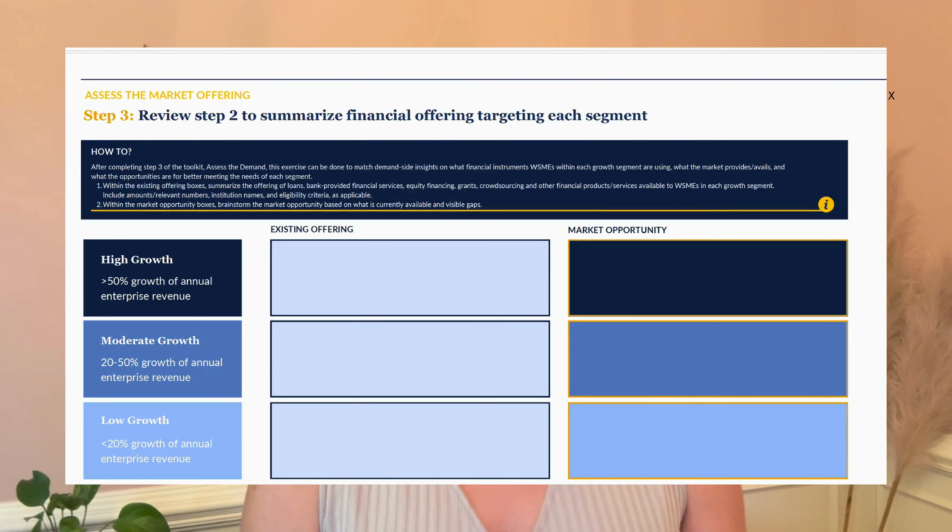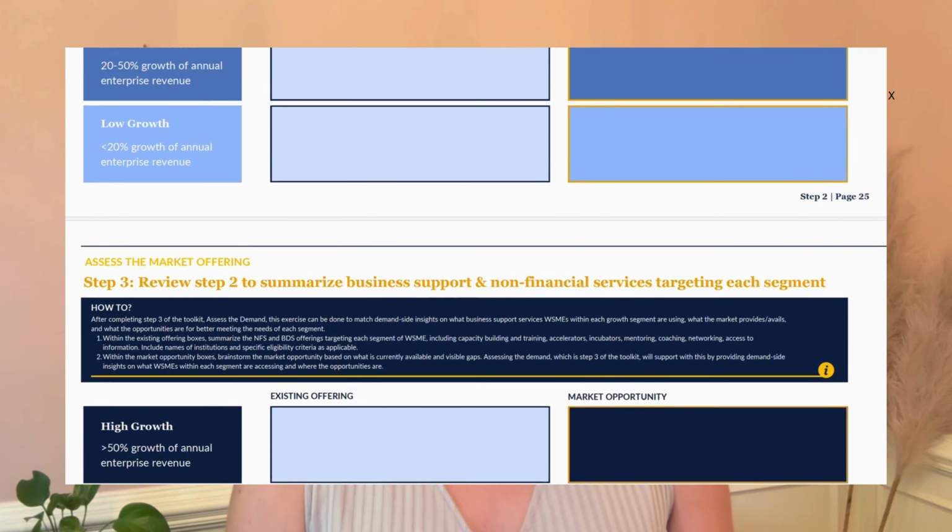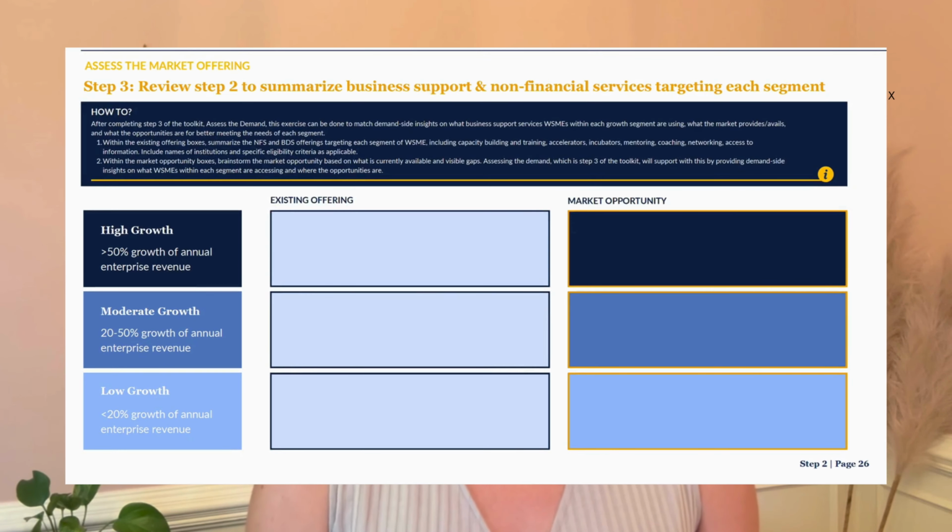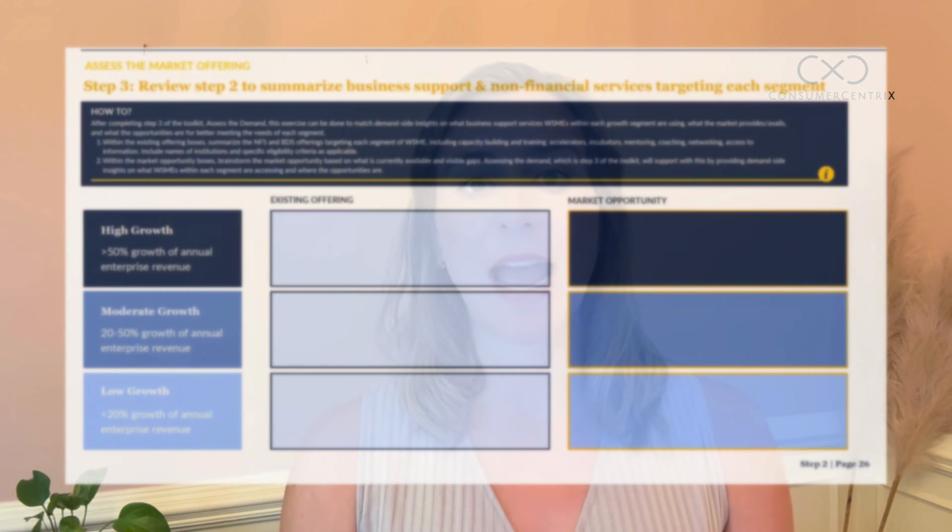So to conclude, marrying these insights from the demand research with your assessment of the market offering, which is conducted in step 2 of the toolkit, will enable you to identify gaps and opportunities to provide tailored financial and non-financial solutions to each customer segment. So we recommend that you go back to step 2 of the toolkit and complete the sheets on page 25 and 26, which is where you detail financial and non-financial services each WSME growth segment are accessing, and then determining what the unmet need and market opportunity is.